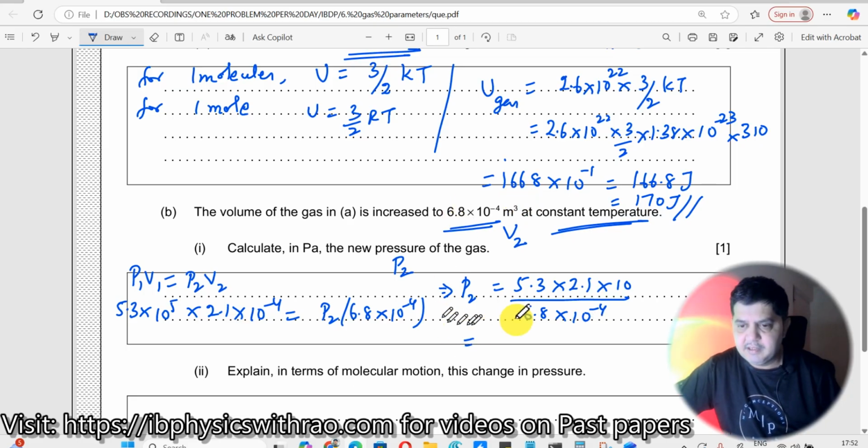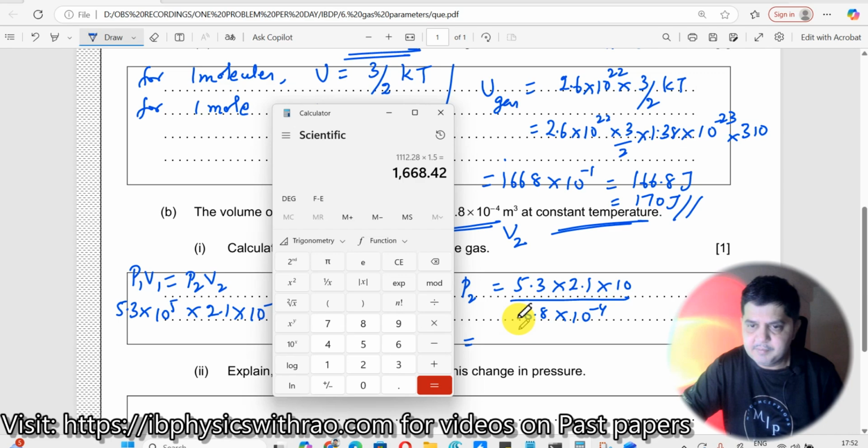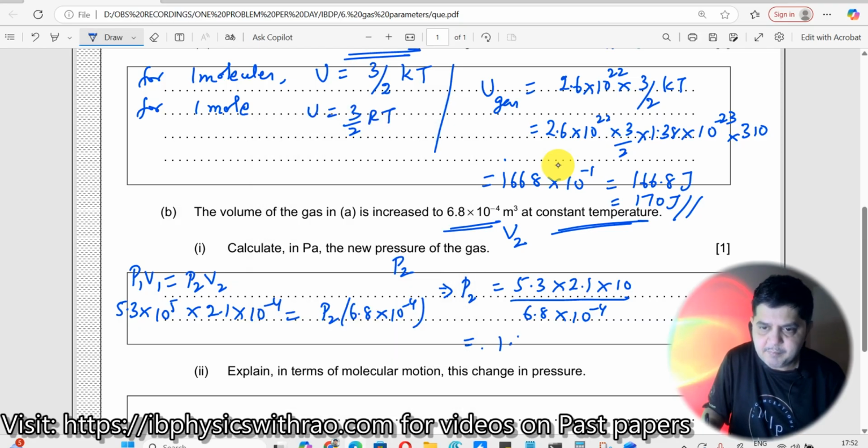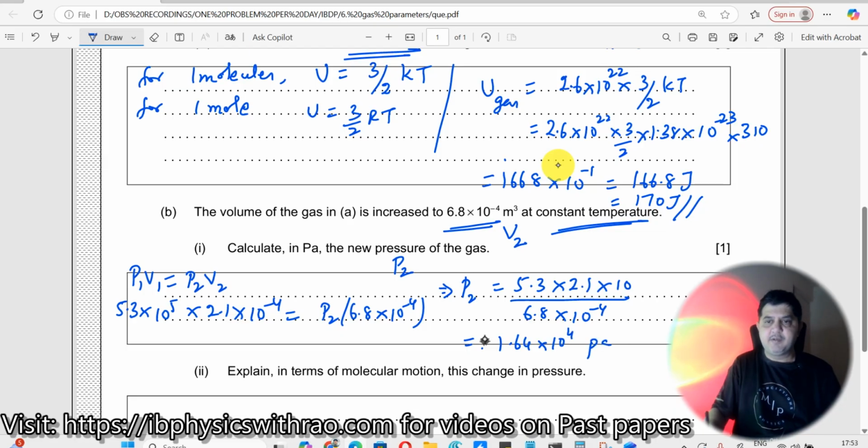What will happen now? Let's calculate that also. So this will be 5.3, when I get this as 1.64 into 10 to the power of 4 units pascals. Okay, so this is what happens. Here it is 5.3 into 10 to the power plus 5. Here it is 1.6 into 10 to the power plus 4 pascals, which means the pressure has reduced. Why should it reduce? Because you know what is happening to the volume. Volume was 2.1 into 10 to the power minus 4.